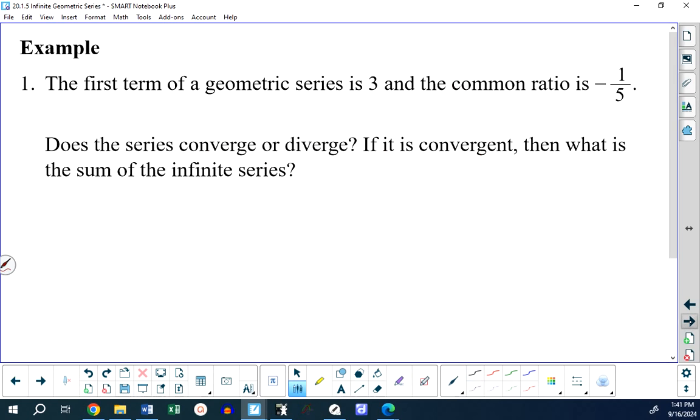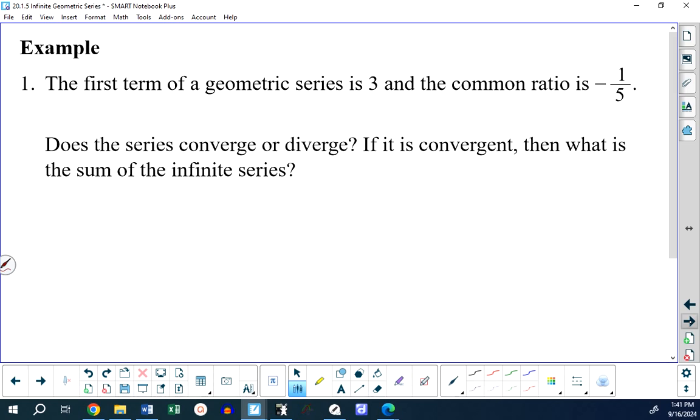Okay, example. The first term of a geometric series is 3 and the common ratio is -1/5. Is this convergent or divergent? Well, there's only one way you can answer that: put the formula for Sn into your calculator and go to your table. In 5 minutes, there's an easy way to answer it. The answer is going to be that it's convergent.